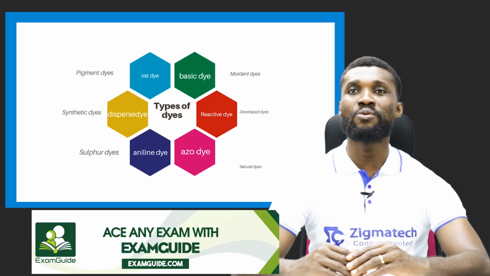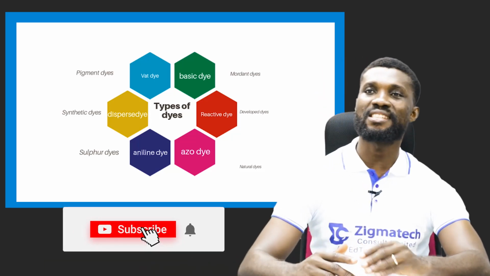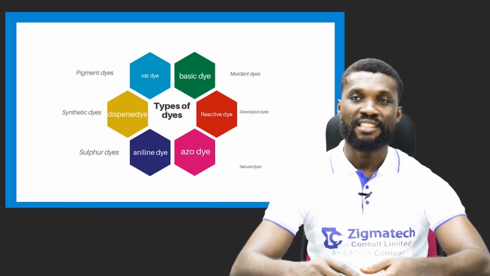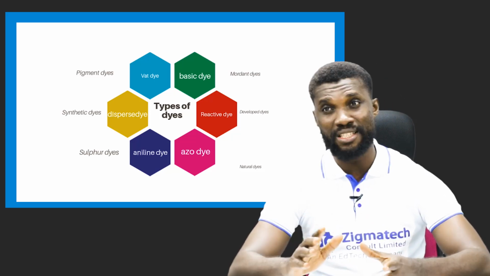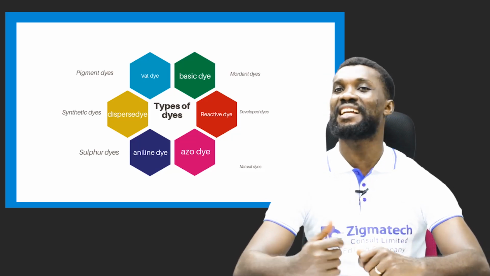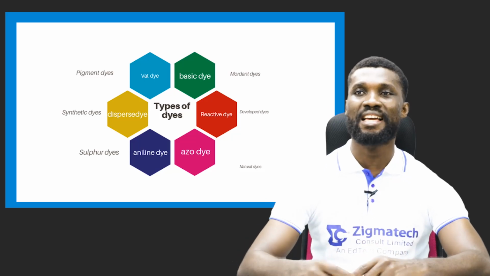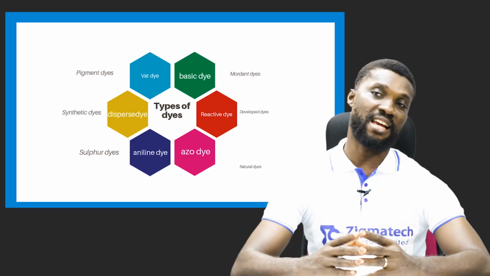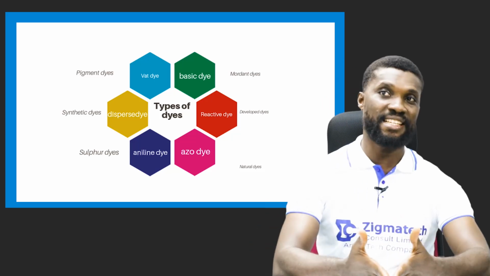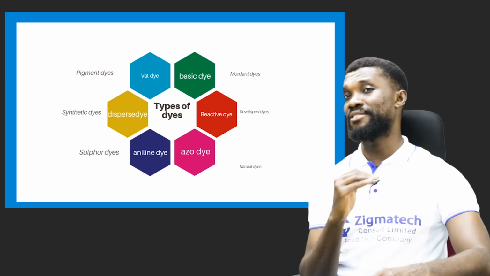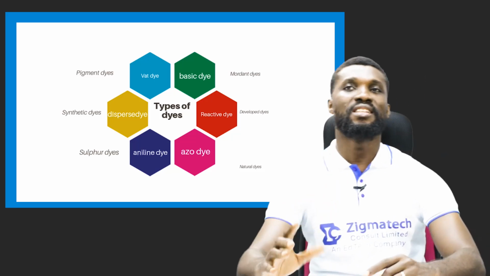Now all these are the first 4 dye we have. Then we come down to synthetic dye. We have the synthetic dye, we have the reactive dye, and we have the developed dyes. Now these are different types of dye. Also, we have the sulfur dye, the aniline dye, the azo dye, and then we have the natural dye, which I call the organic dye. So all these, I can't go further to start explaining each and every one of them. Just know that they are the different types of dye.